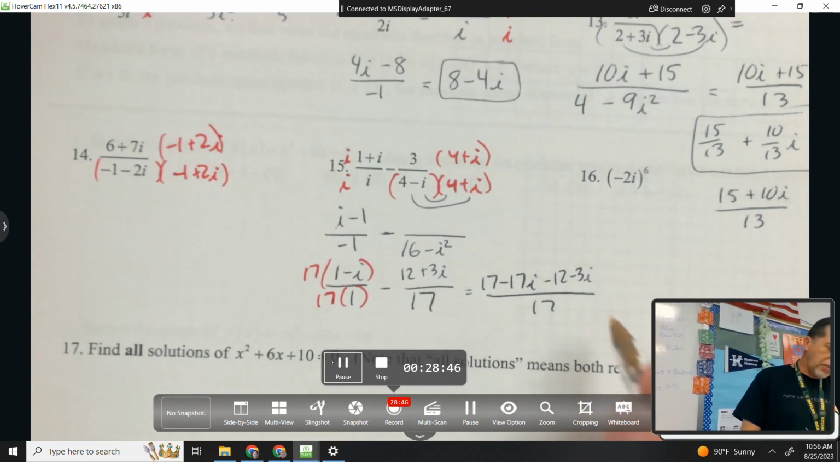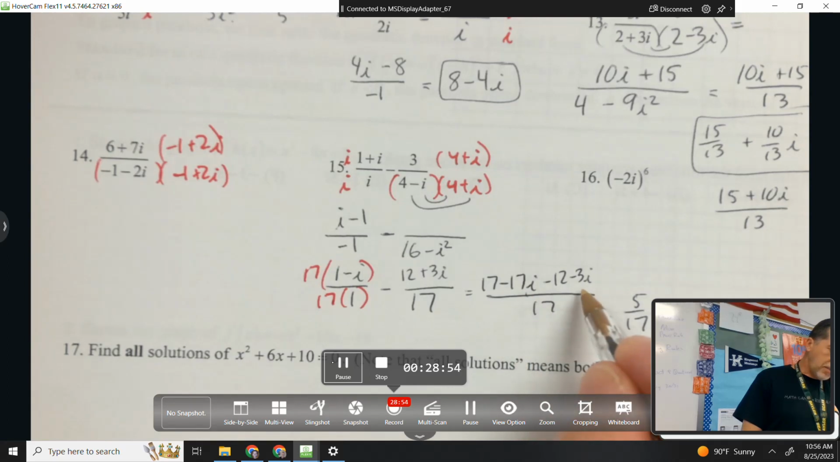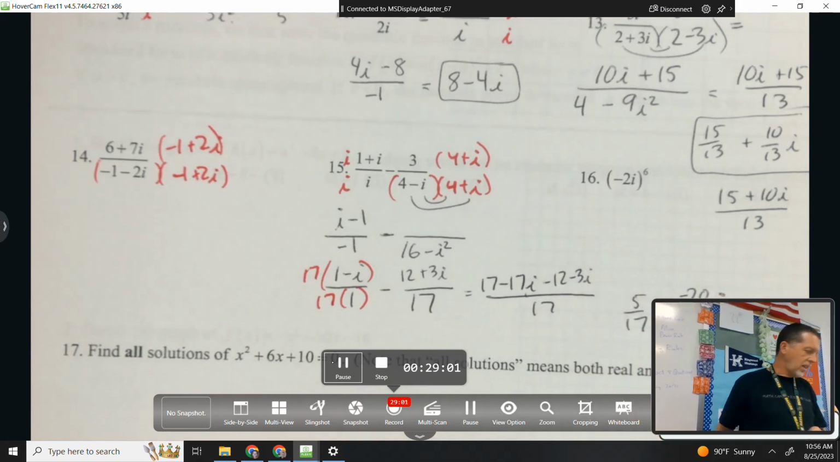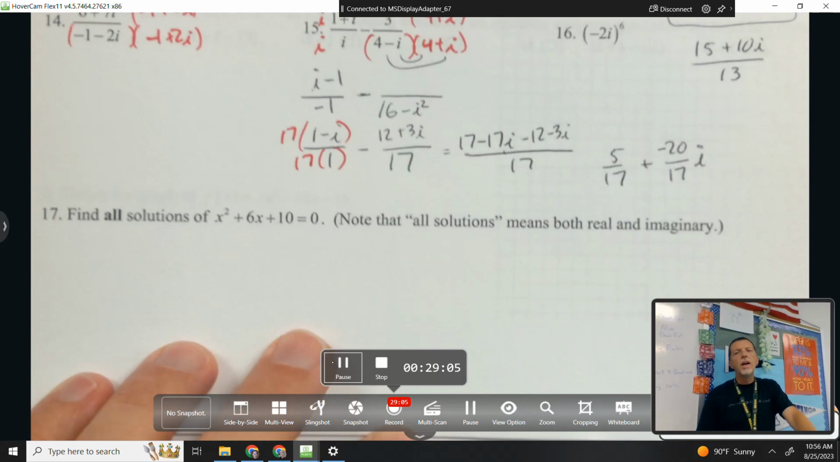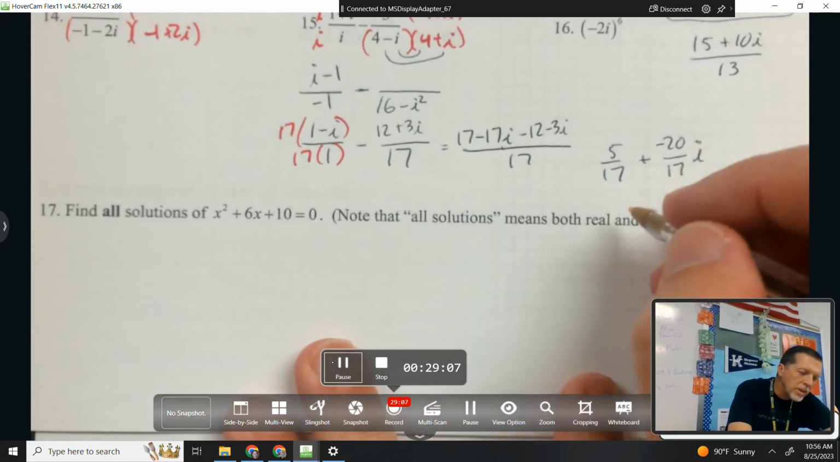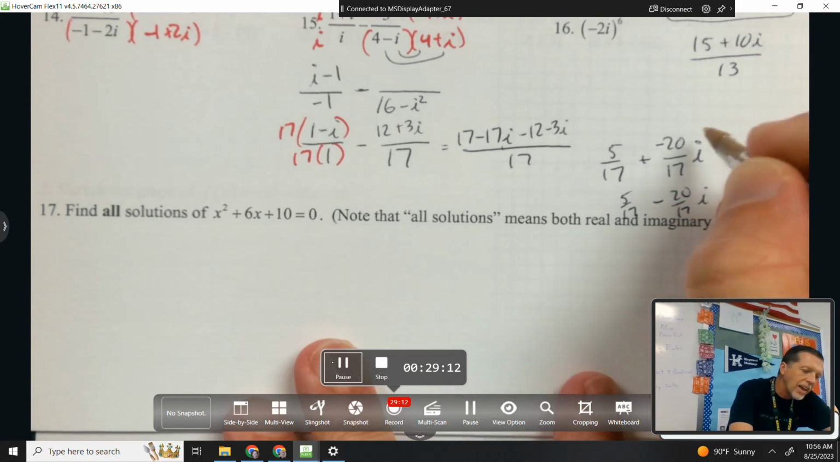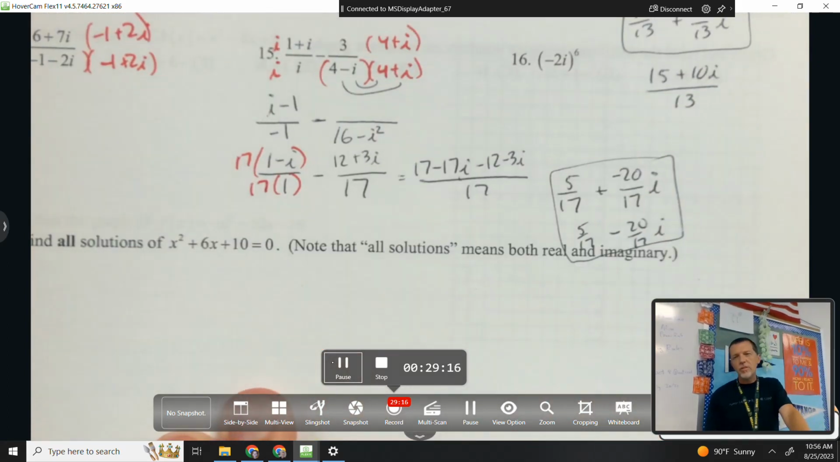Let's see if we can put it in standard form on the fly here. 17 minus 12 is 5, so 5/17. Negative 17i minus 3i is -20i, so negative 20/17 I. Now, what I will be okay with is if you say 5/17 minus 20/17 I. I'm going to say both of those are standard form.